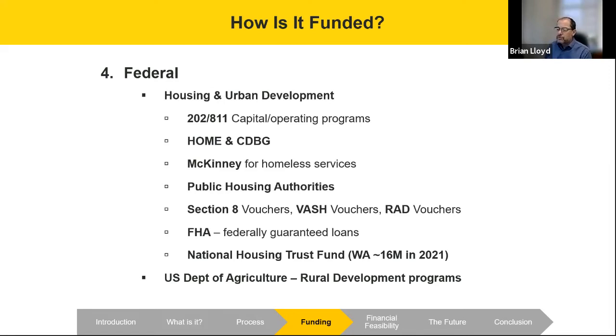There's also a National Housing Trust Fund. It's growing. Washington State got $16 million in National Housing Trust Fund dollars in 2021. And then there are USDA rural development programs as well.